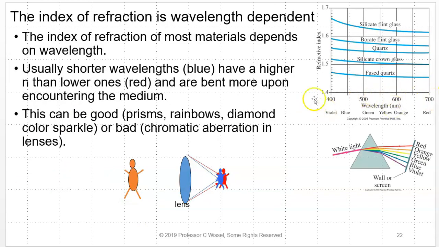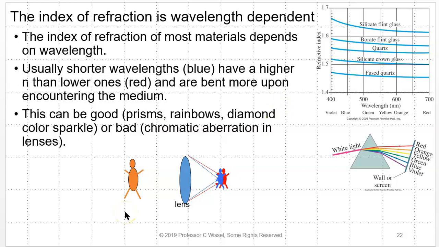Here's a graph of this. Here are the shorter wavelengths. Notice the indices of refraction are higher at this end of the chart than at that end for most of these. The index of most materials depends upon wavelength, and usually it's higher for the shorter wavelength. So blue will typically have a higher N than red does, and blue light gets bent more than red does.